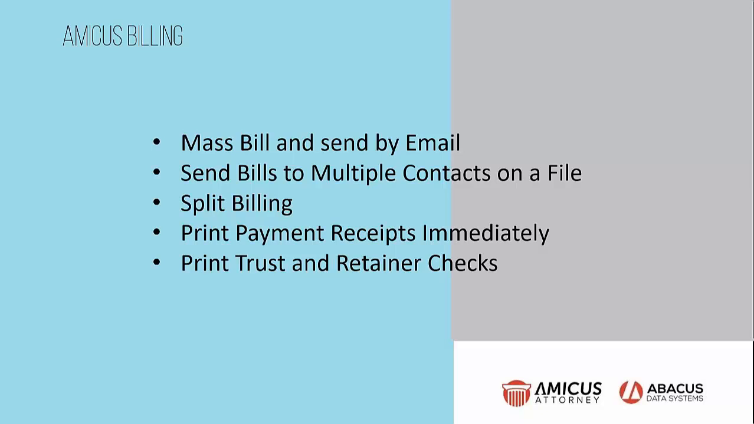And some more features. For those of you using Amicus Premium Billing, you can mass bill, then send those bills to your clients by email. And you can now send bills to multiple contacts on a file. You can do split bills. And have you ever had the occasion where clients show up with a payment in hand? Now you can print a payment receipt immediately, and you can now print trust and retainer checks directly from Premium Billing.